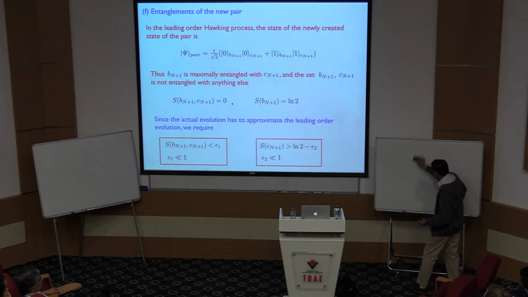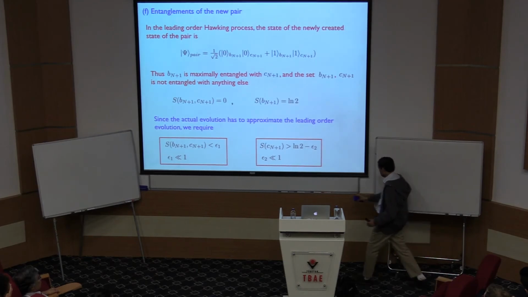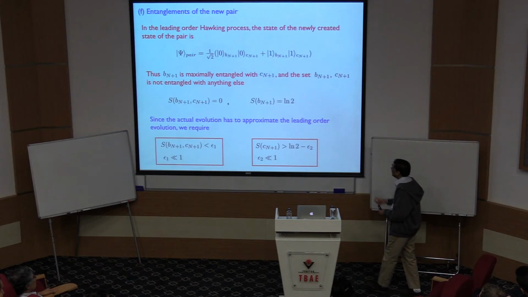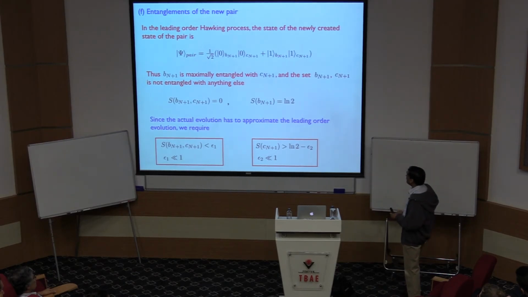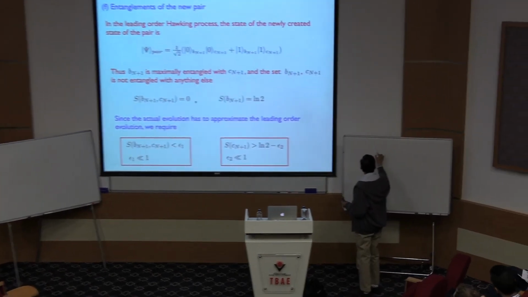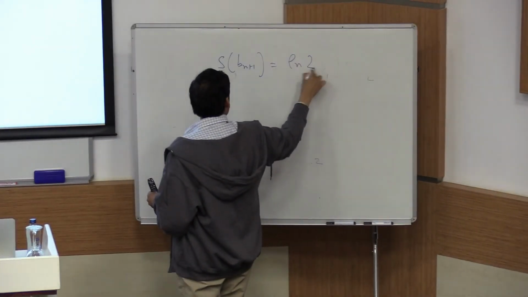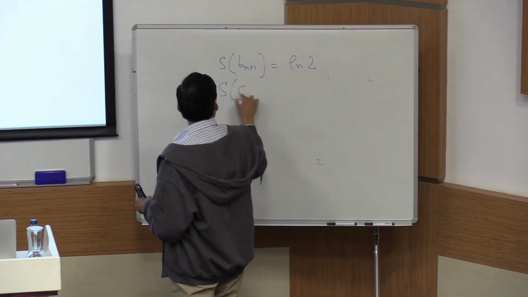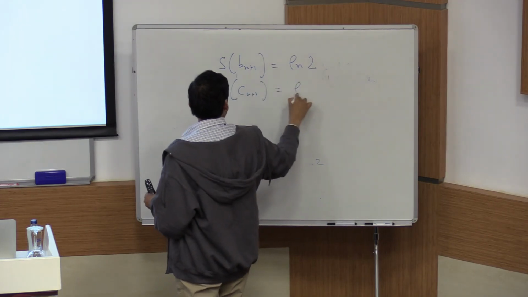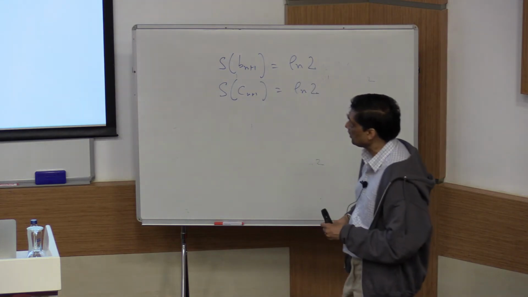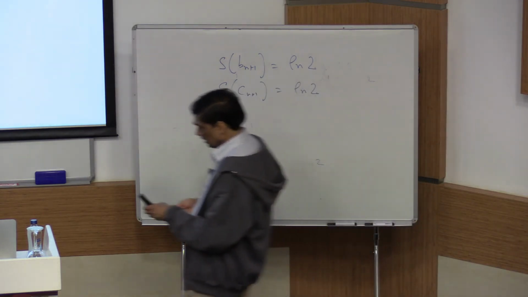Well, that is log 2, because you can see from that expression, this particle Bn plus 1 is entangled with this Cn plus 1 in this way, with only two terms in the sum. So the entanglement of Bn plus 1, if I take only this system, is log 2, because it is entangled with Cn plus 1, and S of Cn plus 1 is also log 2. It's very elementary. There's just two guys entangled with each other, and they don't care about the rest of the system. So at leading order, these are the answers.